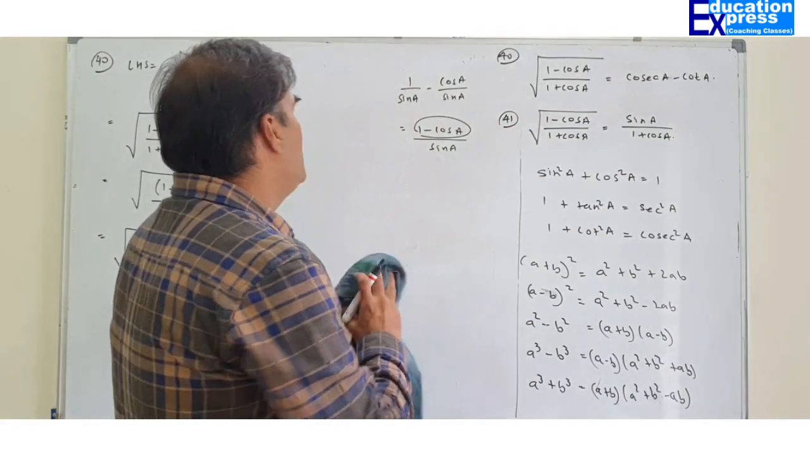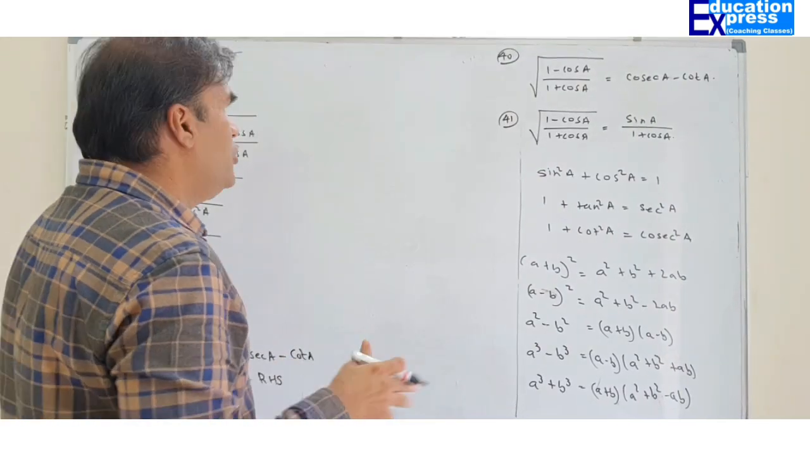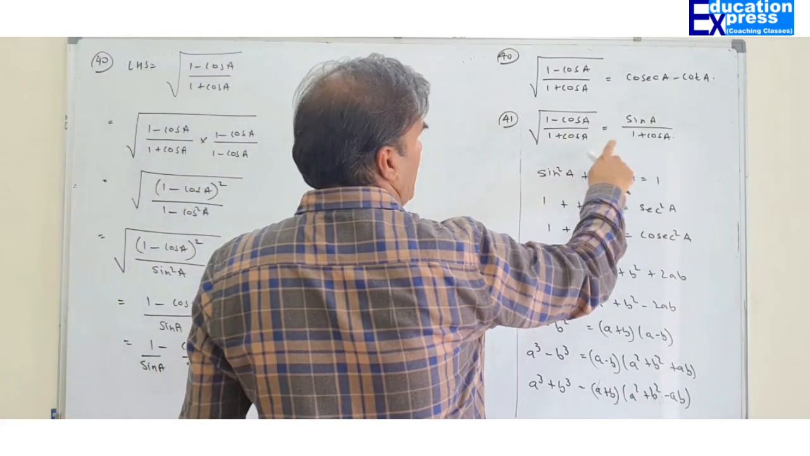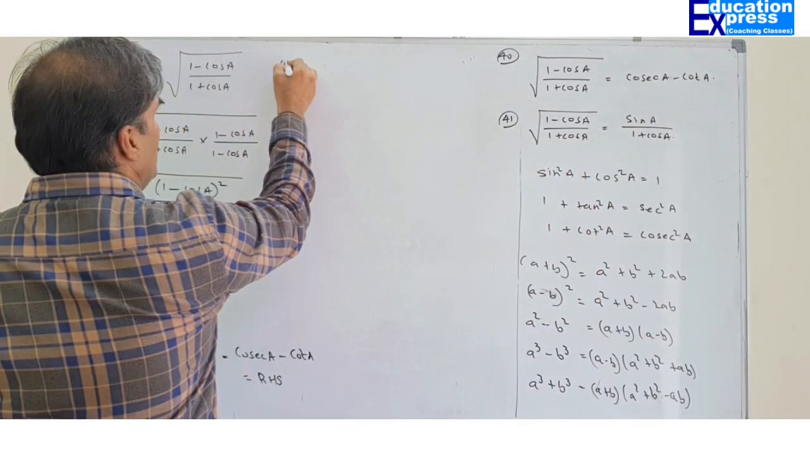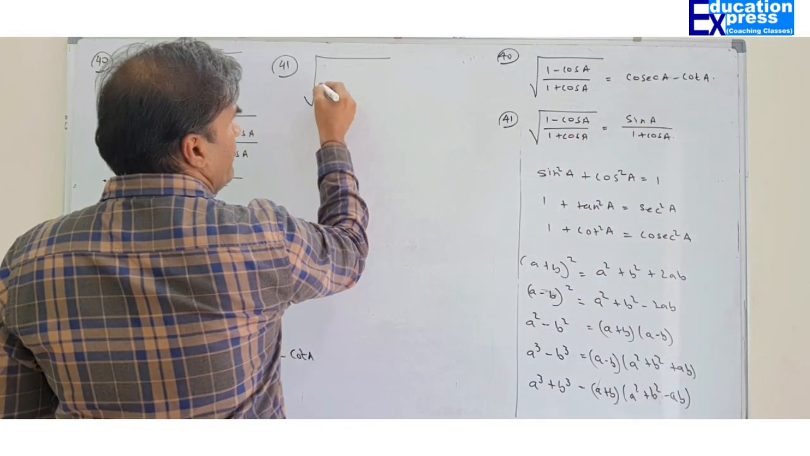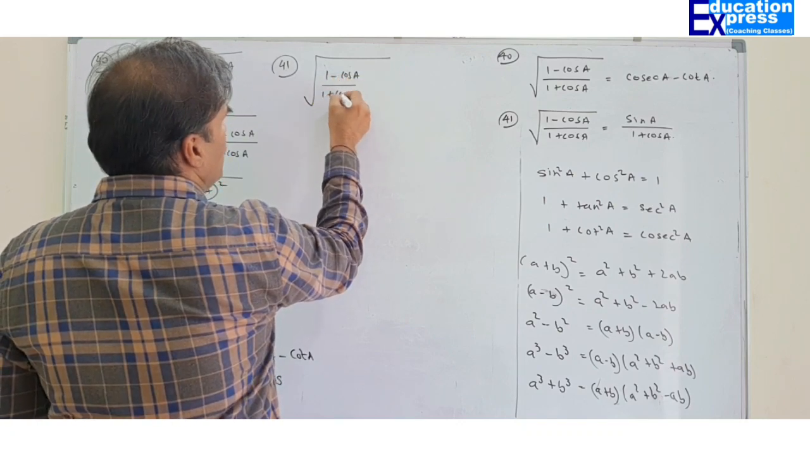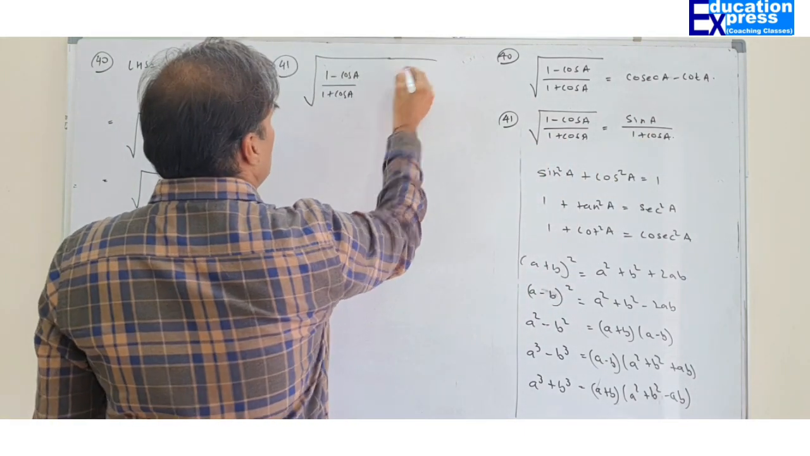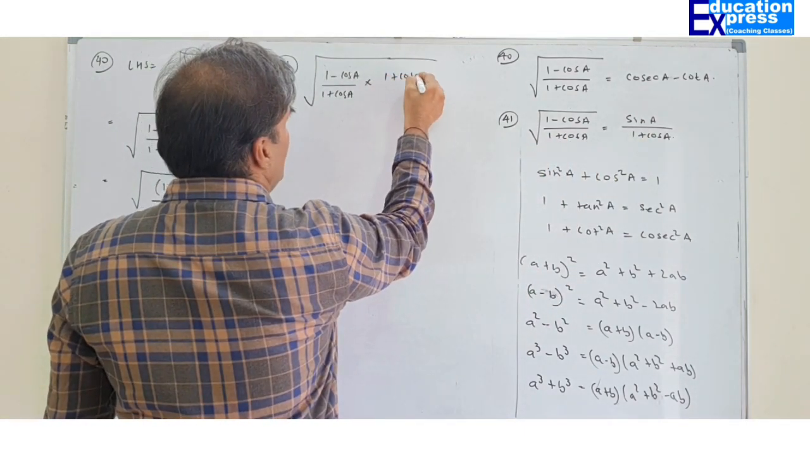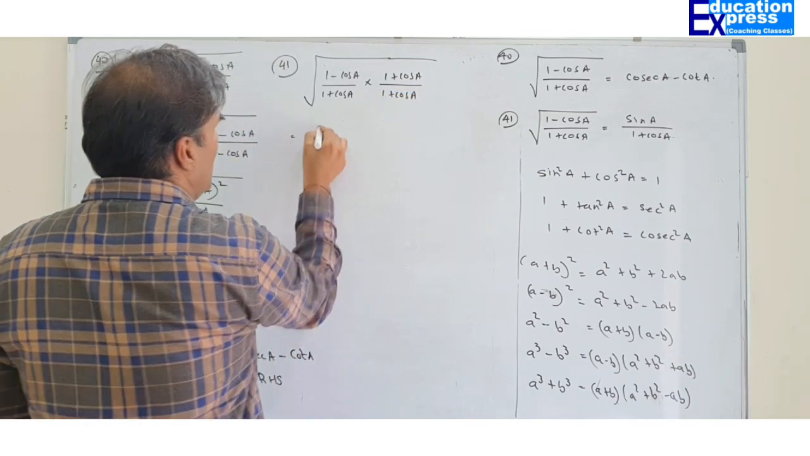Wonderful. So how to do the 41st? I'm sure after seeing what I have done, you have understood how to do the 41st. But yet, you want 1 plus cos A in the denominator, which you have over here. So when you are trying to solve the 41st question, 1 minus cos A upon 1 plus cos A, you know that we want 1 plus cos A, so multiply by 1 plus cos A.